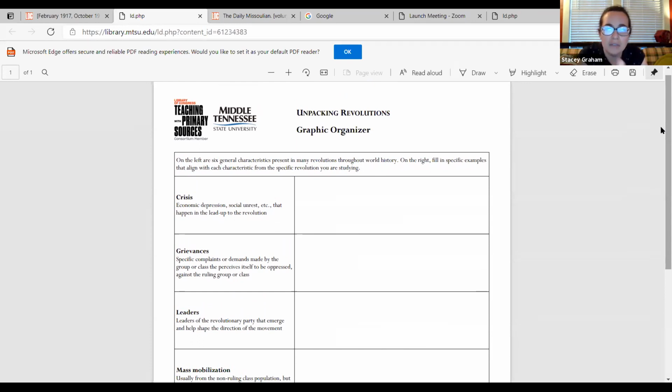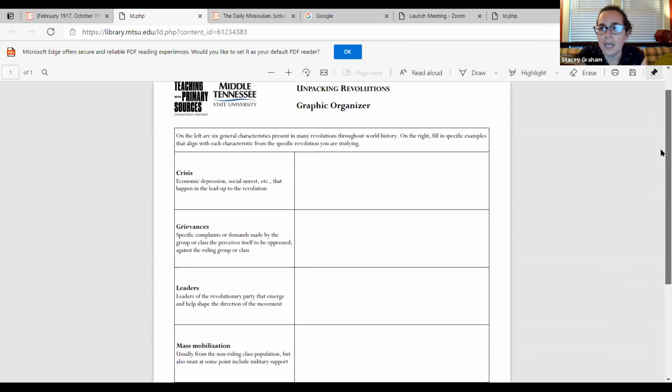But anyway, on the left are the 6 general characteristics present in many revolutions throughout world history. On the right, fill in specific examples that align with each characteristic from the specific revolution that you are studying. So it explains a little bit what each of these things are. Like a crisis is economic depression, social unrest, etc., that happened in the lead up to the revolution. Grievances are specific complaints or demands made by the oppressed group of the oppressing group, etc.